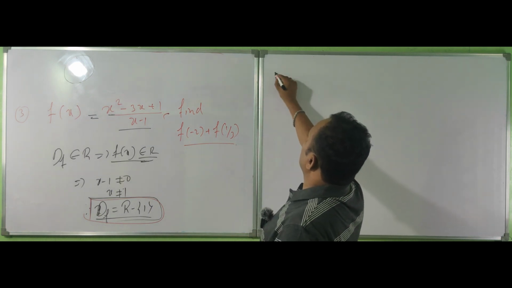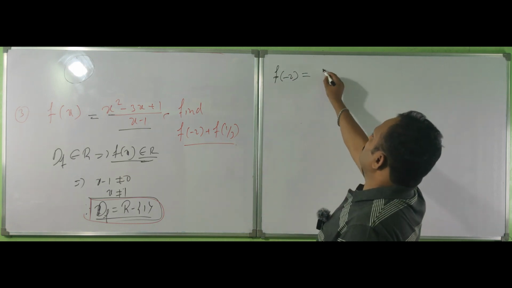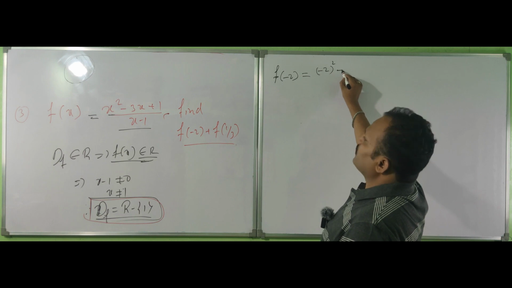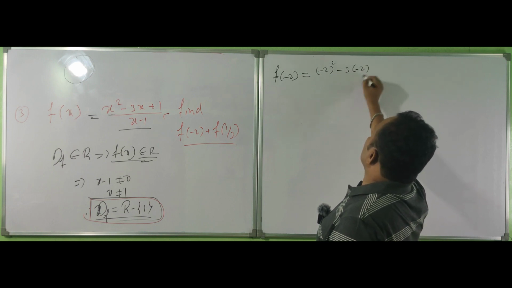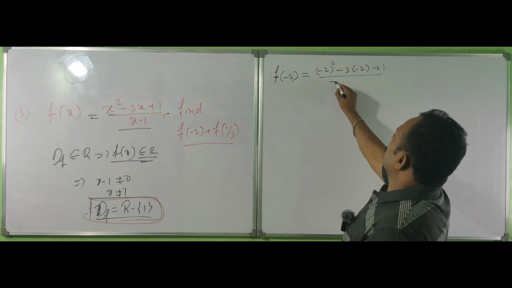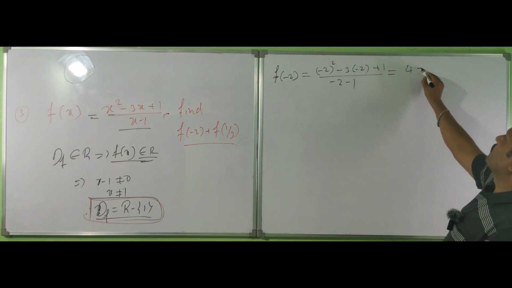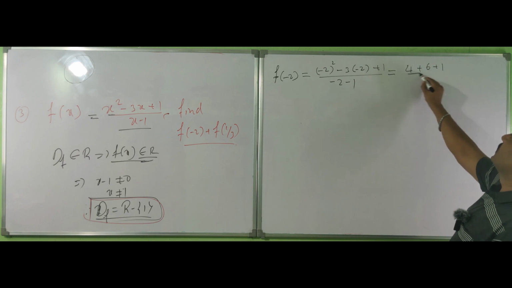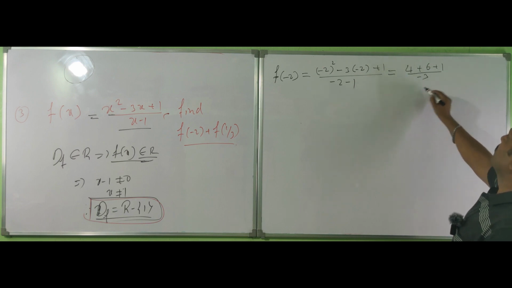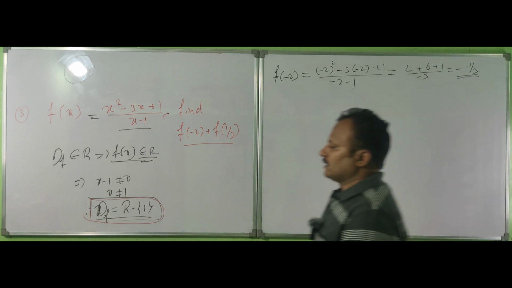F of minus 2 is equal to minus 2 square plus minus 3 into minus 2 plus 1, whole divided by minus 2 minus 1. This becomes 4 plus 6 plus 1 divided by minus 3. This becomes 11 by minus 3, you can write minus 11 by 3. That is the answer.